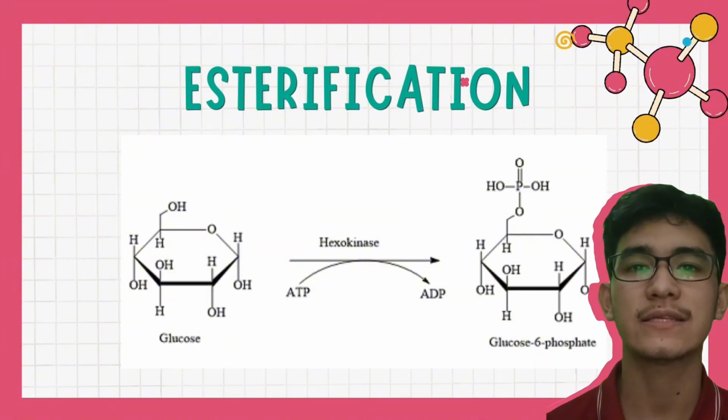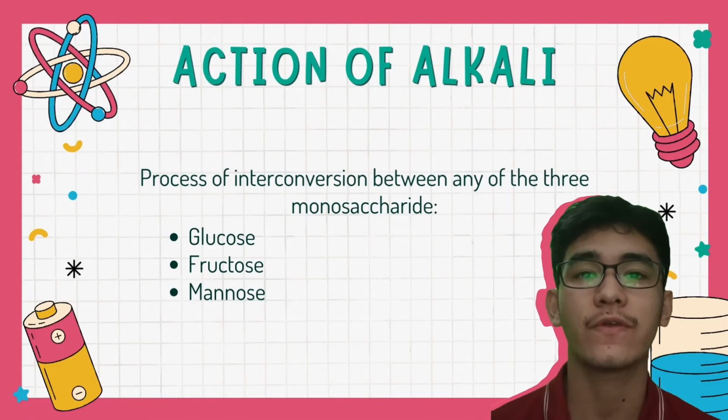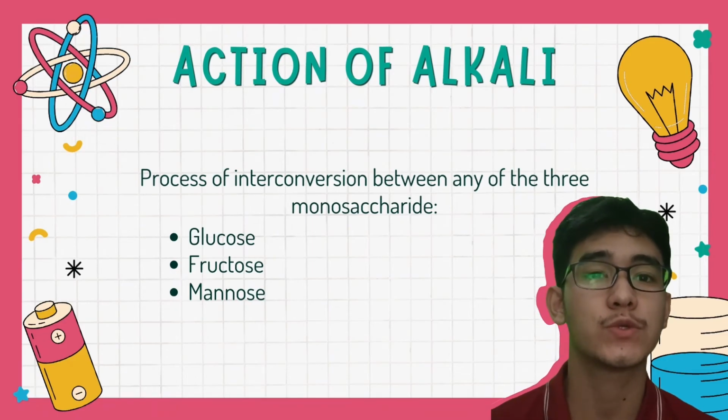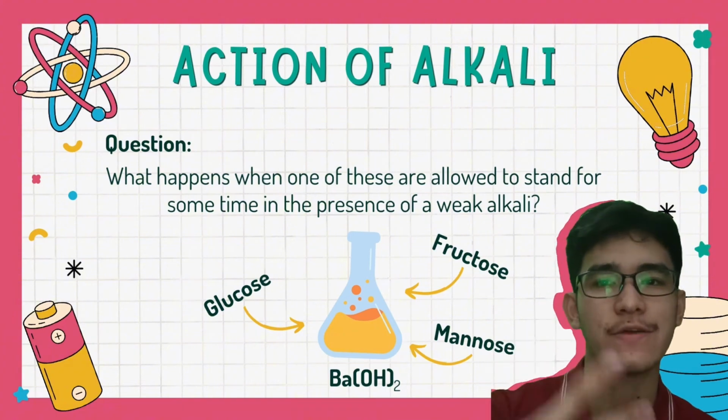Now let us head to the last kind of reaction for carbohydrates, the reaction with alkali. In this reaction, a process of interconversion occurs between 3 different monosaccharides, which are glucose, fructose, and mannose.